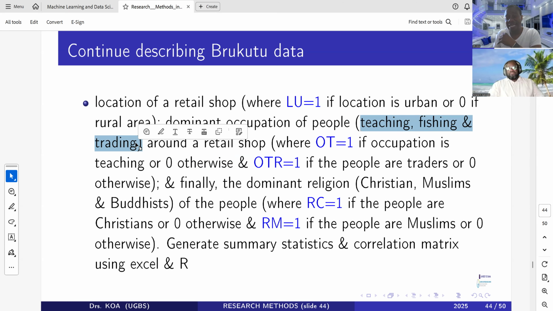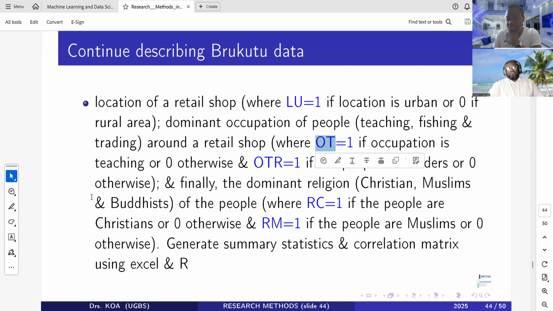So you can see that here I spoke about occupation being teaching. I also spoke about occupation being trading. And then I didn't talk about the other occupation. What is the other occupation? Fishing. So that means that fishing is the reference category. What does that mean? It means that anytime I say that these particular people are teachers, I mean they are not what?